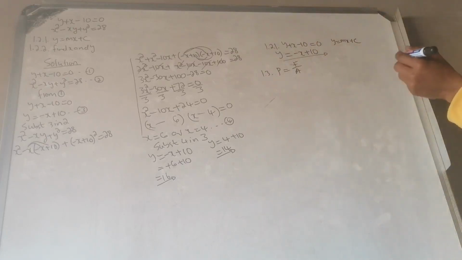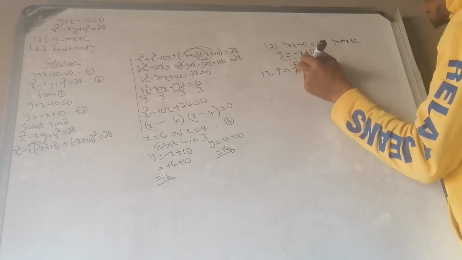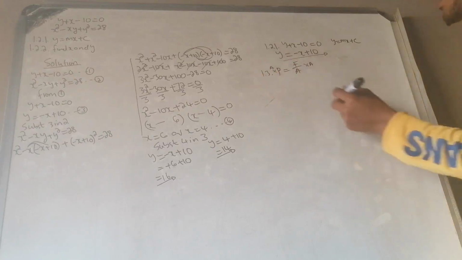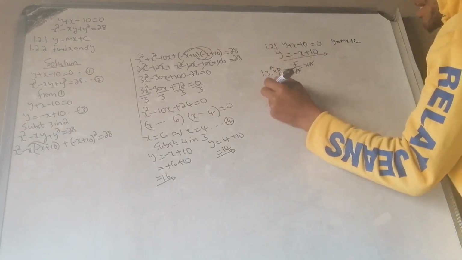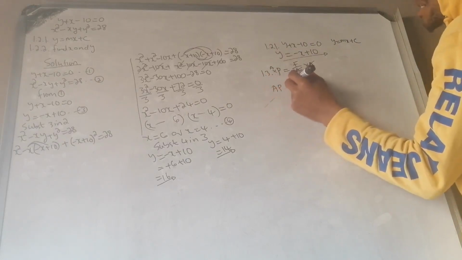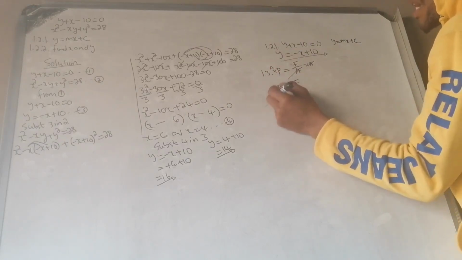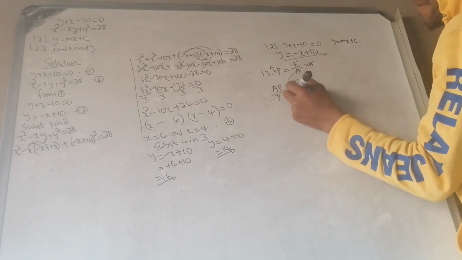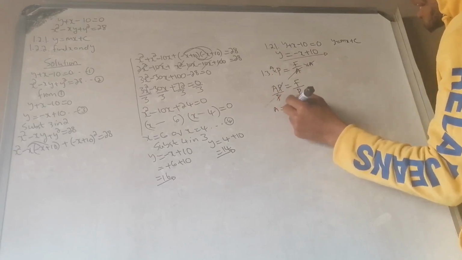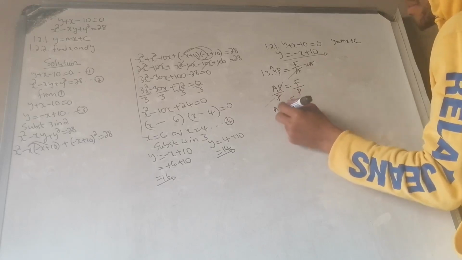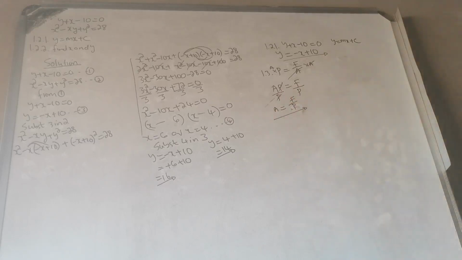There are two ways of doing this. You can cross multiply, or you can multiply both sides by A, so that numerator and denominator cancel. You have AP equals F. You want to make A the subject, then A equals force over pressure. This is you making A the subject of the formula. I don't know whether we are fine with this.